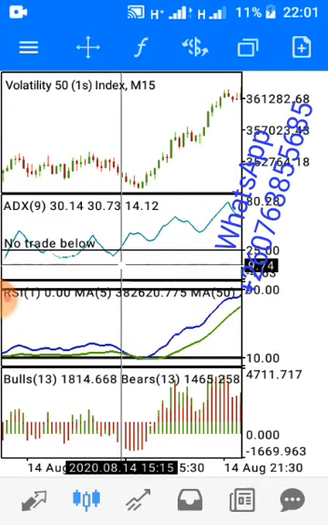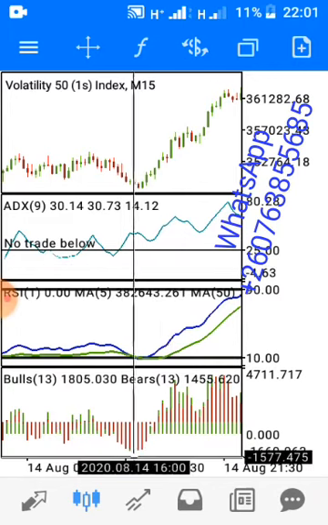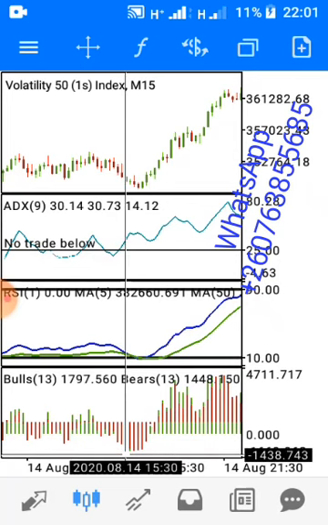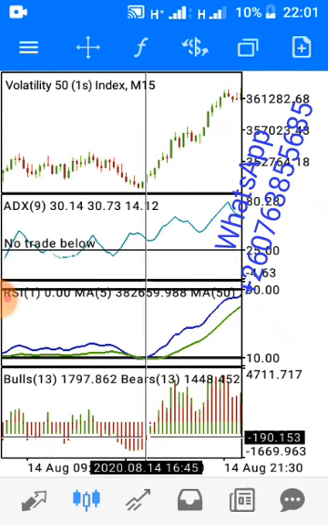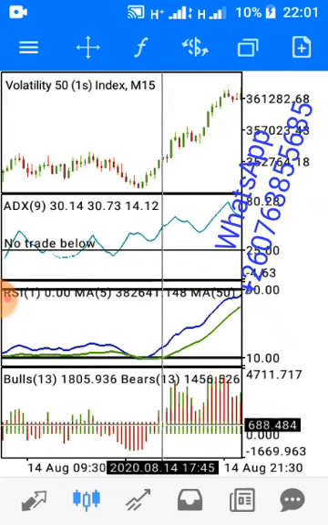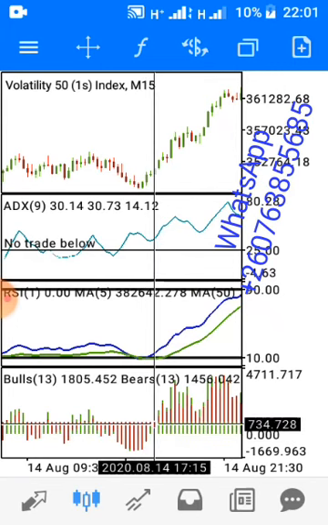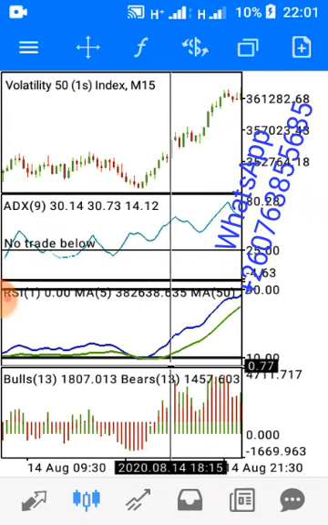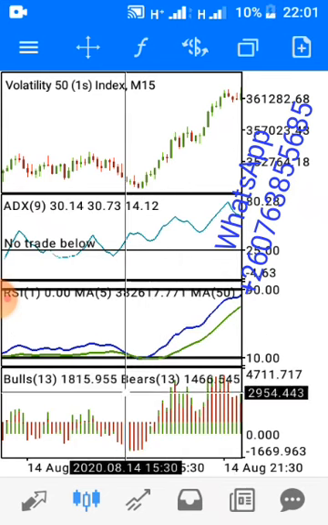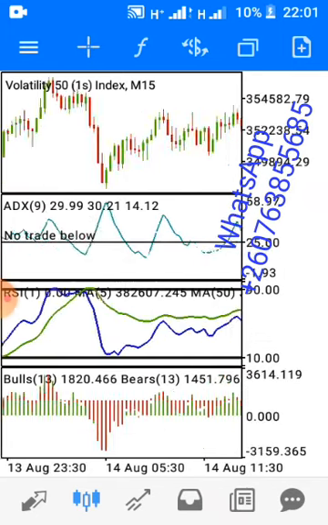Let's look at how to take a buy. The market was selling, the bears were the ones popping up, and they were slowly reducing, and here they became constant. The bulls began to pop up. Look at the cross at level 10 here. Look at ADX, it is above 25, and if we take a buy here, look at how the market went. It kept going and going. So it's a very simple strategy.